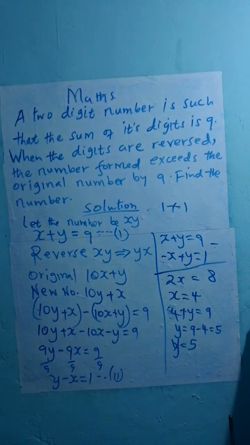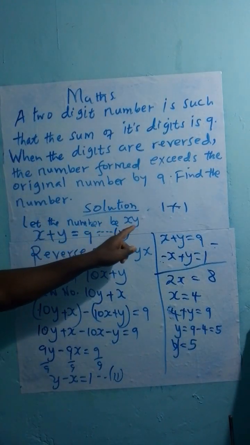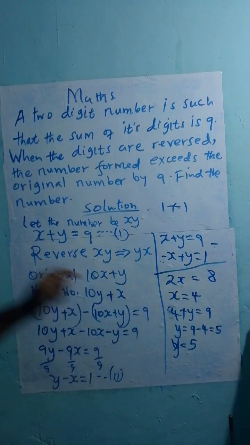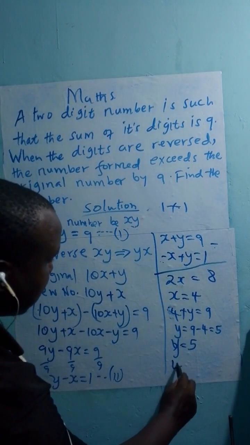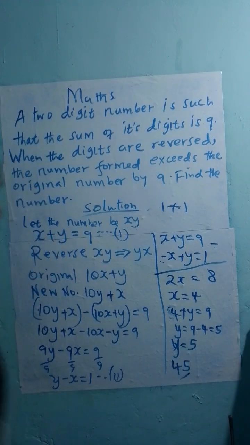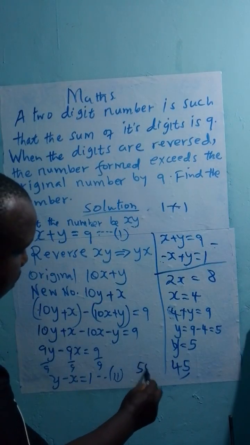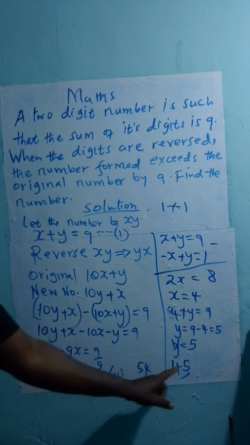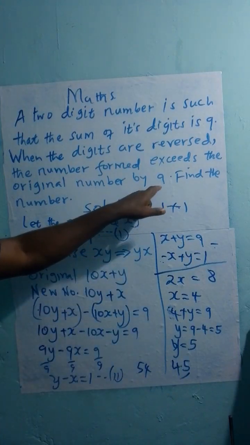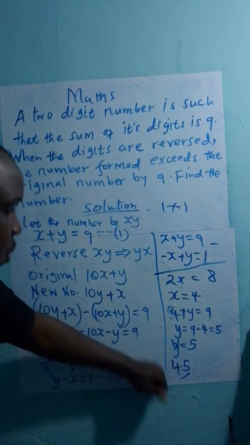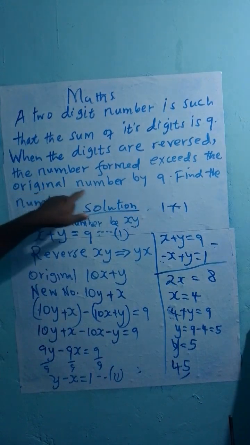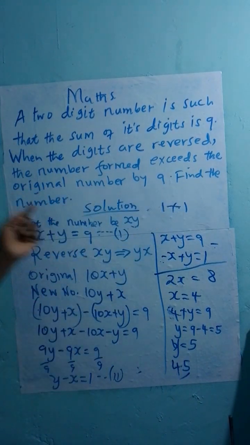Now what is the number? The original number is xy, which is 45. So the original number is 45. Meaning the new number, when you interchange, is going to be 54. And you realize 54 minus 45, the answer is 9. So the question was asking, find the number, and the number is 45. Our two-digit number is 45.